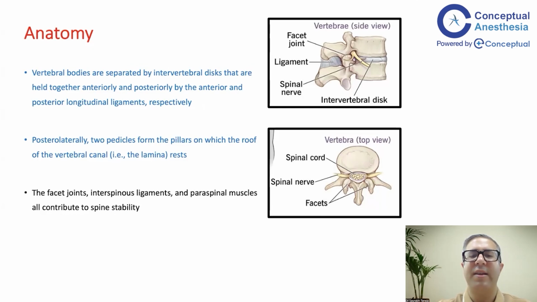Posterolaterally, two pedicles are there, which form the pillars on which the roof of the vertebral canal rests. And the facet joints, interspinous ligaments, and paraspinal muscles all contribute to spine stability. So, at least this much basic we all should know.